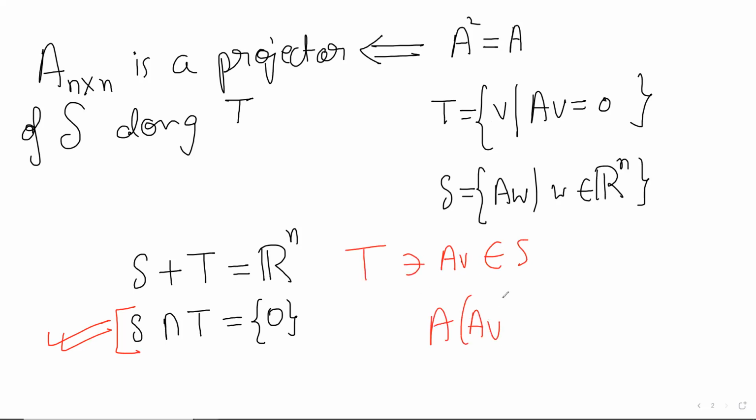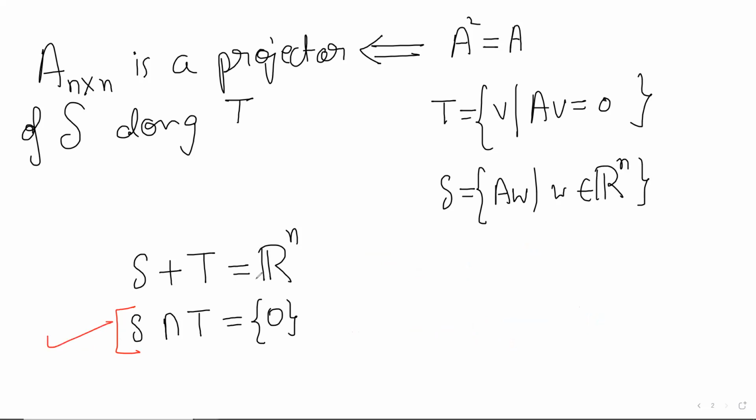Then we know that A of AV is equal to 0 because it is in T. But this is equal to AV. That is given, right? That's what we wanted to say. But then AV is equal to 0, which means what you started with was 0. So 0 is the only common vector. That's as simple as that. You just have to use the matrix multiplication and check.